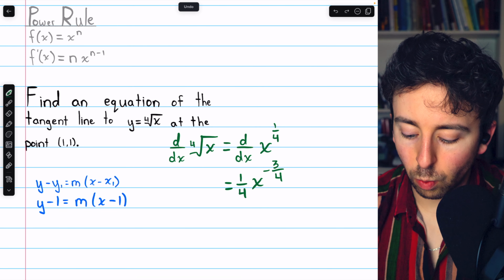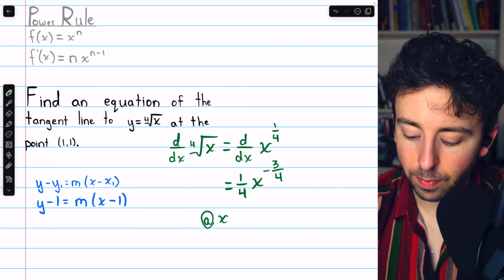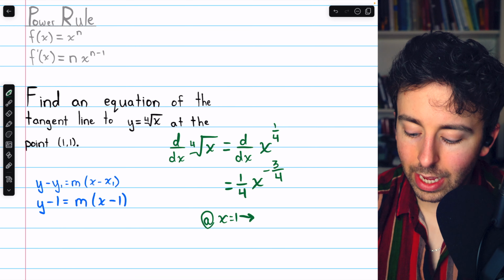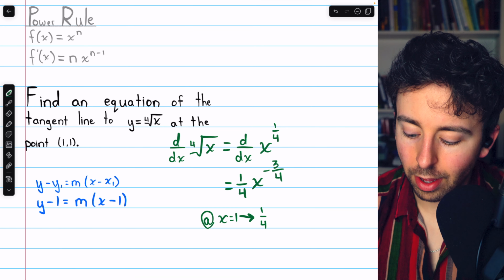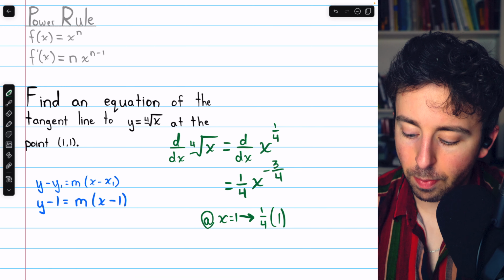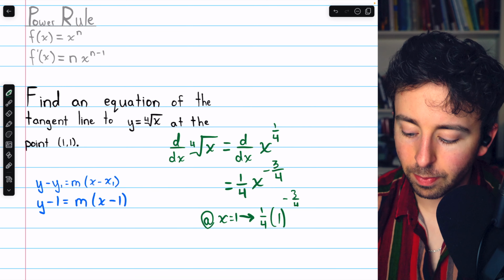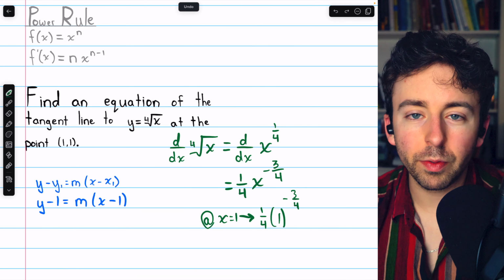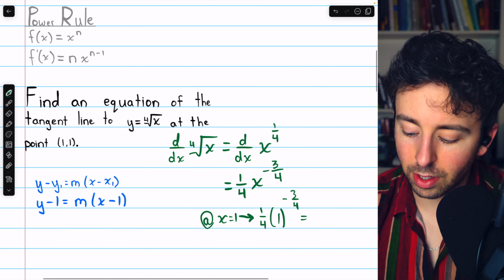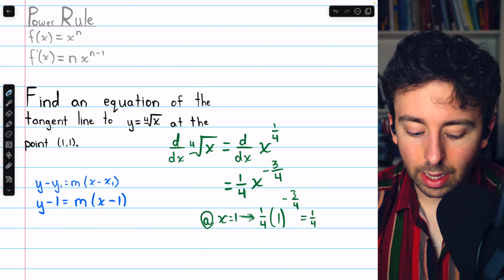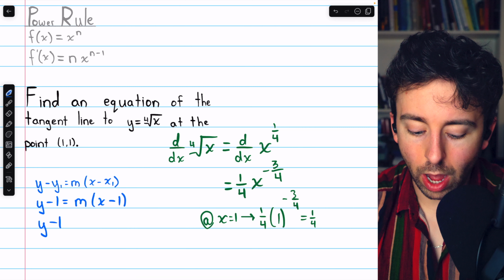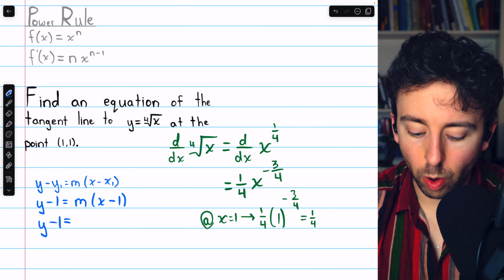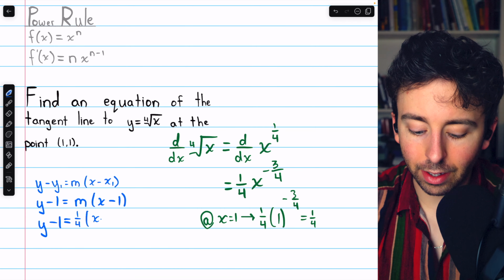So let's plug 1 into this derivative. So at x equals 1, we get a slope of 1/4 multiplied by 1 to the power of negative 3/4. 1 to the power of negative 3/4 is just 1, and so this is equal to 1/4. And so we have our tangent line. y minus 1 equals 1/4, that's our slope, multiplied by x minus 1.